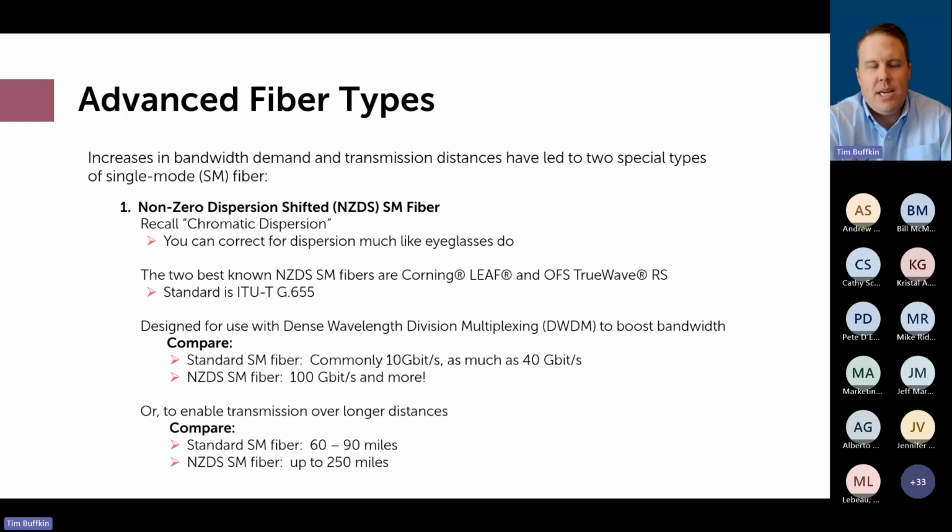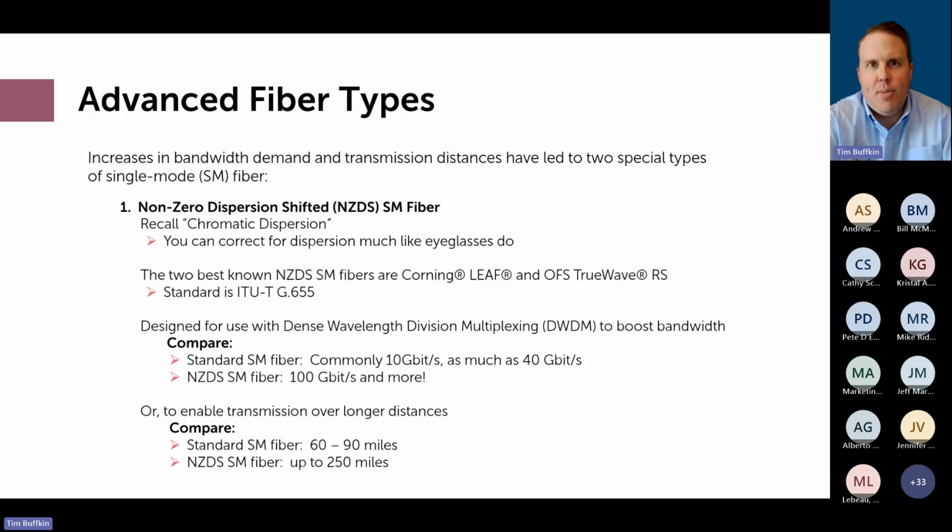But what DWDM is going to do, in layman's terms, is help you utilize a single mode fiber like you would a multi-mode fiber, in that you're going to be able to send multiple wavelengths down the exact same fiber. This allows us to fit way more bandwidth into a single fiber, essentially making a single fiber act like it's multiple fibers in one cable.